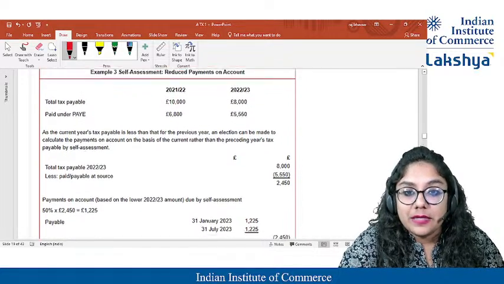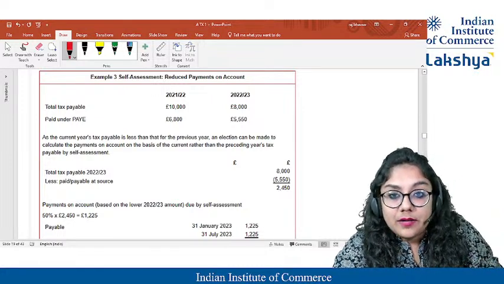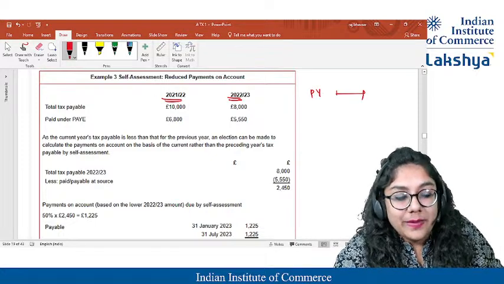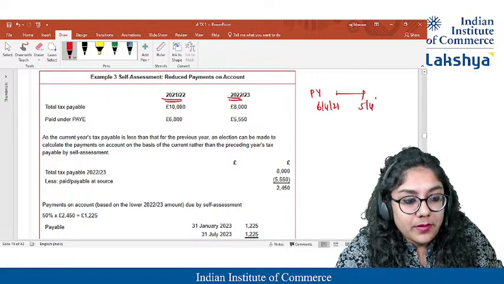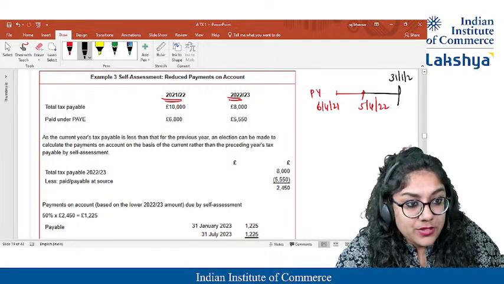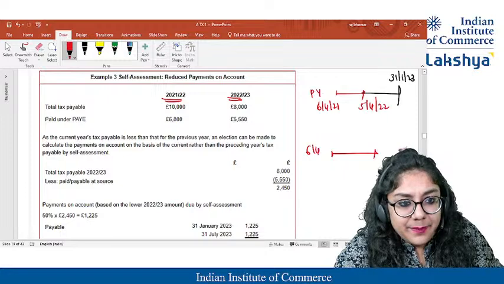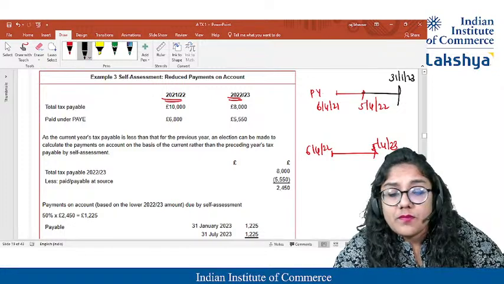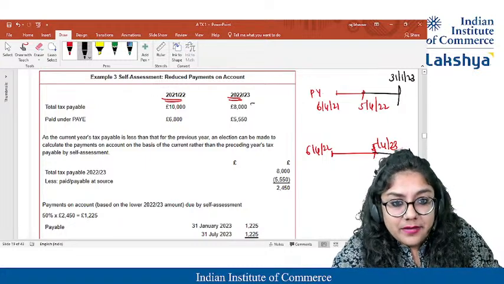Maybe a similar thing you can get over here also, but there is a slight difference. If you can see, this is my current year, this is my previous year. Let's say my previous year is 21 till 22, so maybe 6th April 21 till 5th April 22. So maybe for my accounting period I have to pay till 31st Jan 2023. Over here, if you take the current year, it's 6th April 22 till 5th April 23. So I have to make the payments till 31st Jan 24.